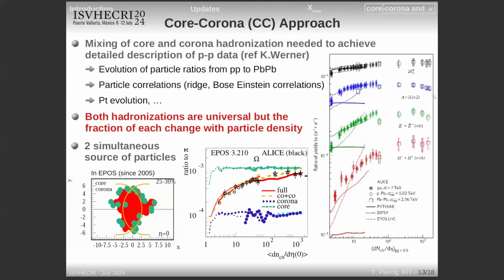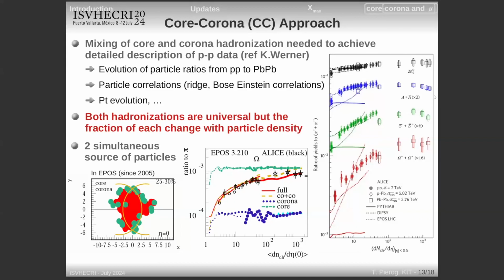That's why EPOS LHC has this implemented, but in a conservative way where we thought, no, it's there, but it cannot be too low in density of particles because nobody will believe, no one was believing in that. So actually I pushed the effect to start late, but be strong.